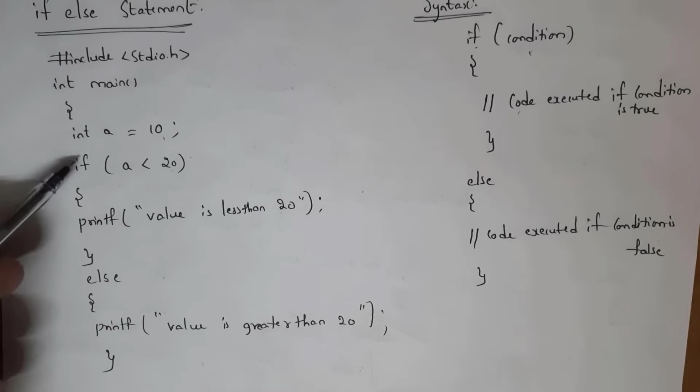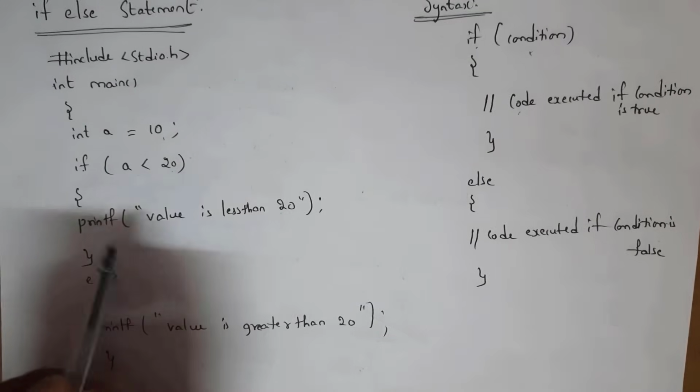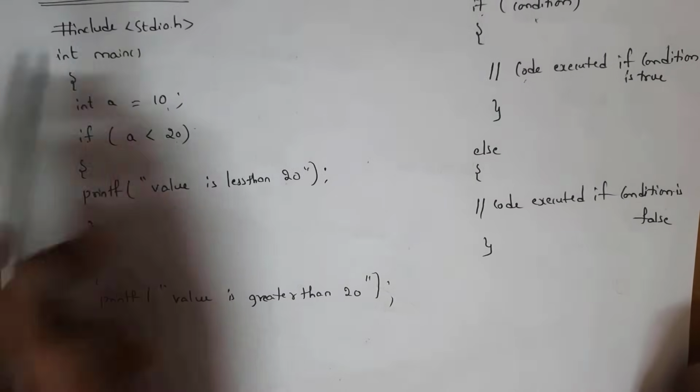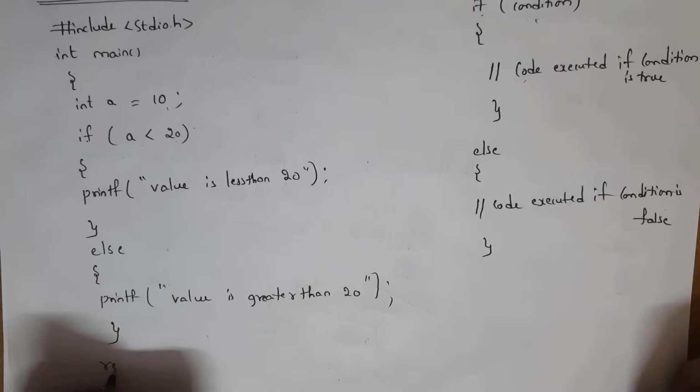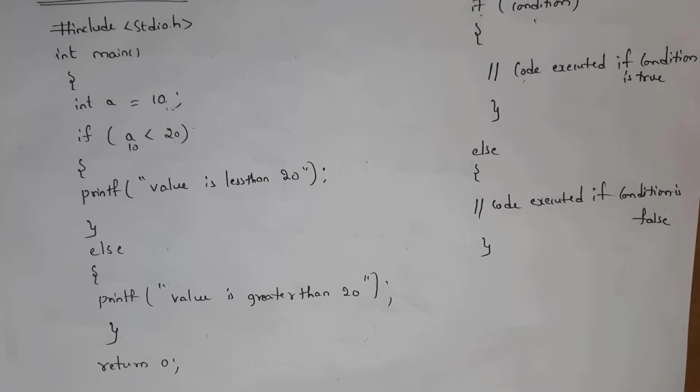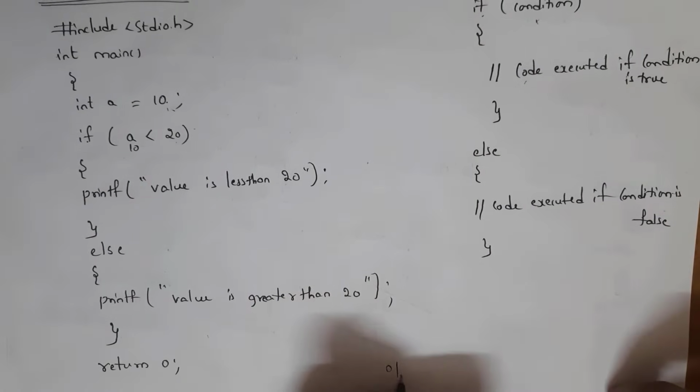If the condition is true, then the if statement will be executed. Or if the condition is false, then whatever statement is present inside else will be executed. I am using int main here, so at last you need to write return 0 and close the main function. Here I gave the value of a as 10. 10 is less than 20. This condition is true, so I will get the output: value is less than 20.